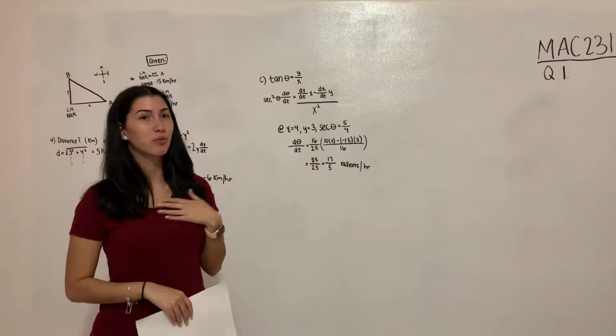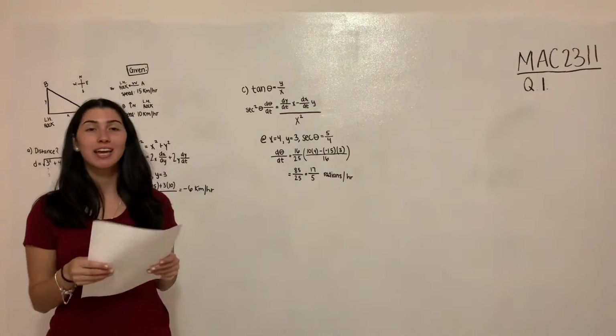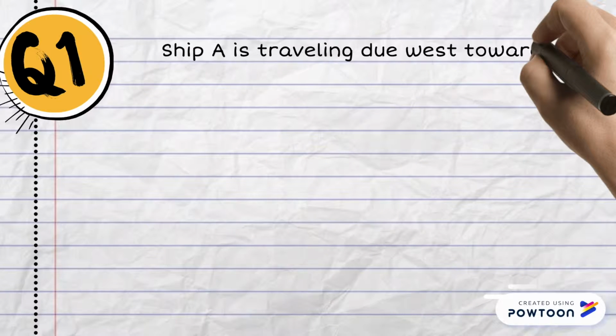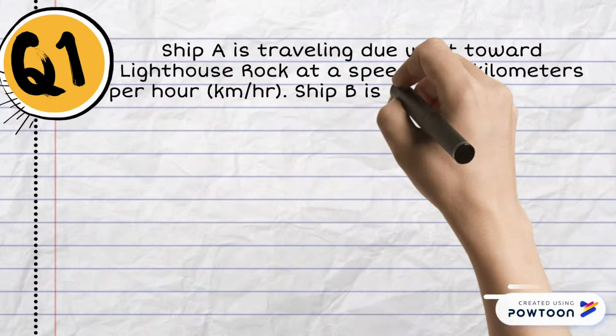My name is Diana and I'll be doing question number 1 from the math packet. And question number 1 reads, Ship A is traveling due west toward Lighthouse Rock at a speed of 15 kilometers per hour.